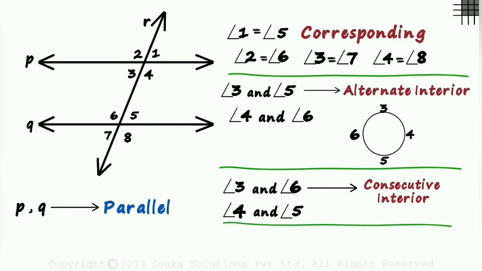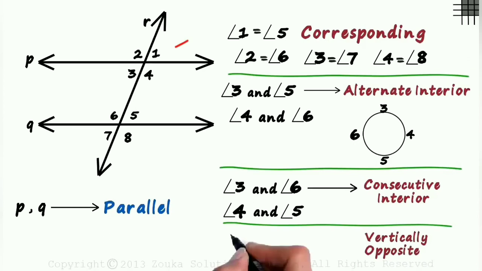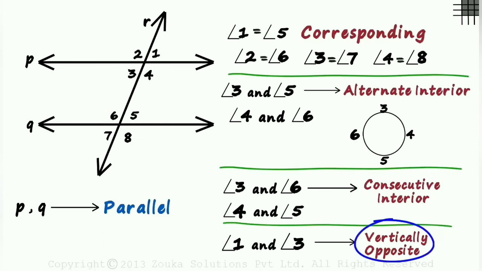And the last types of angles that are formed are vertically opposite angles. Angles 1 and 3 are called vertically opposite angles. In all, there are 4 pairs of vertically opposite angles. Apart from angles 1 and 3, we have angles 2 and 4, angles 5 and 7, and angles 6 and 8 as the other 3 pairs. And vertically opposite angles are always equal.